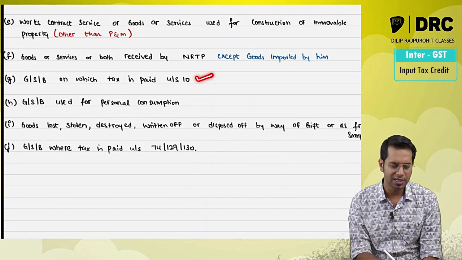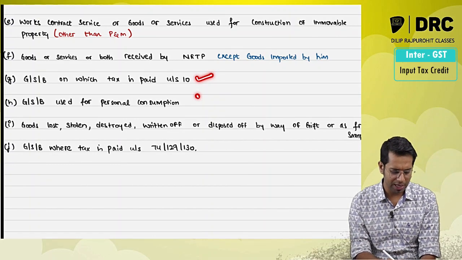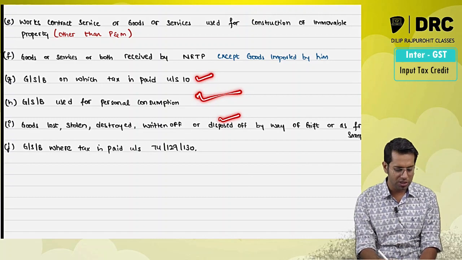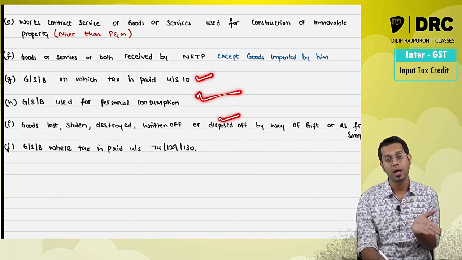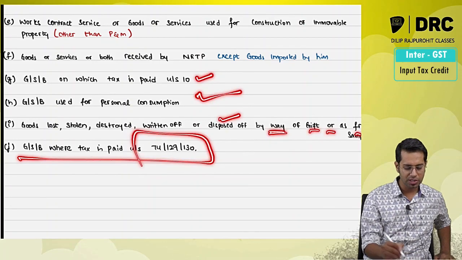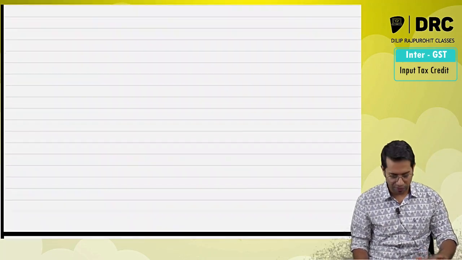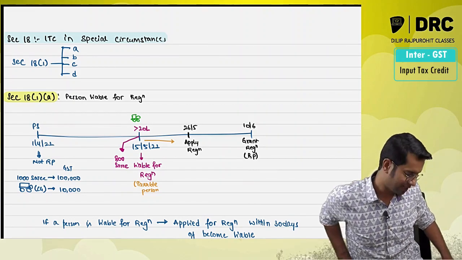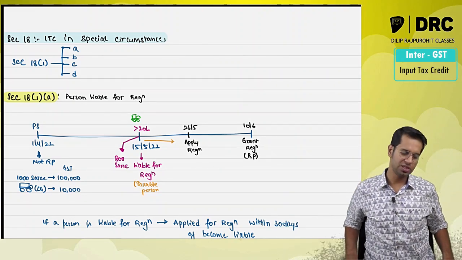If you have paid taxes under section 10, on those items, goods and services, you cannot take input tax credit. Goods and services used for personal purpose, goods and services which are lost, stolen, destroyed, disposed of by way of gift or free samples, and goods or services on which tax is paid under sections 74, 129, 130. That was Section 17 subsection 5.